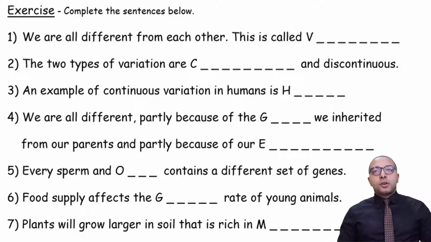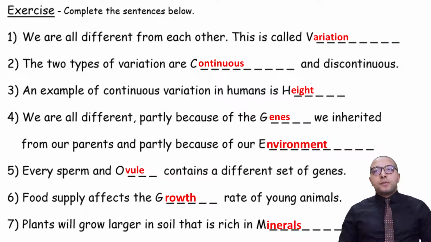Okay guys, time is over. Let's go through the questions one by one. We are all different from each other. This is called variation, correct? The two types of variations are continuous and discontinuous variation. An example of continuous variation in humans is height, perfect.